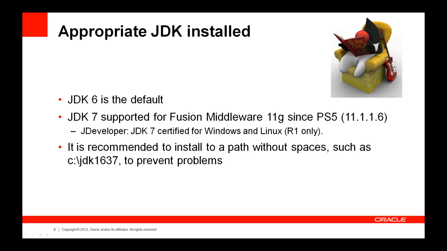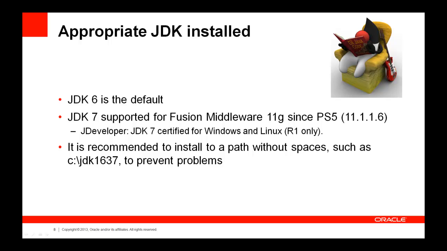JDK version 6 is the default both for WebLogic Server and Oracle JDeveloper 11G. However, JDK version 7 is a supported option for Fusion Middleware 11G since patch set 5. The situation for JDeveloper is a bit trickier. JDK version 7 has been certified on the Windows and Linux platforms only. For Apple's OS X, you must use JDK version 6. This applies to Oracle JDeveloper 11G Release 1 only.